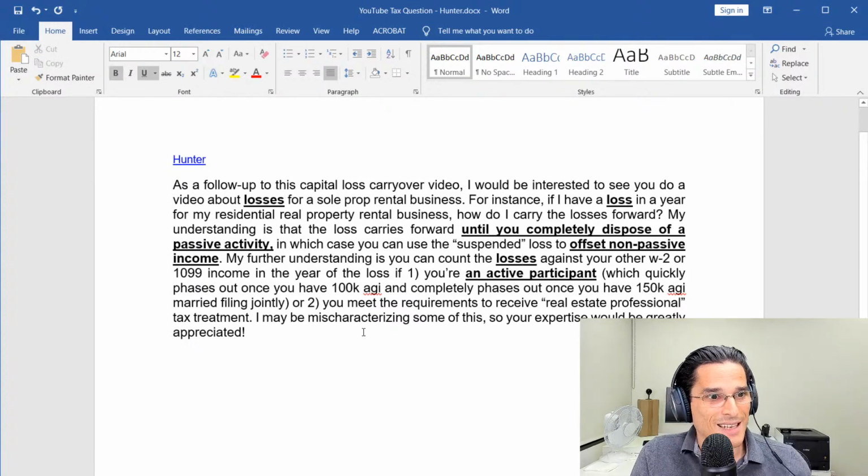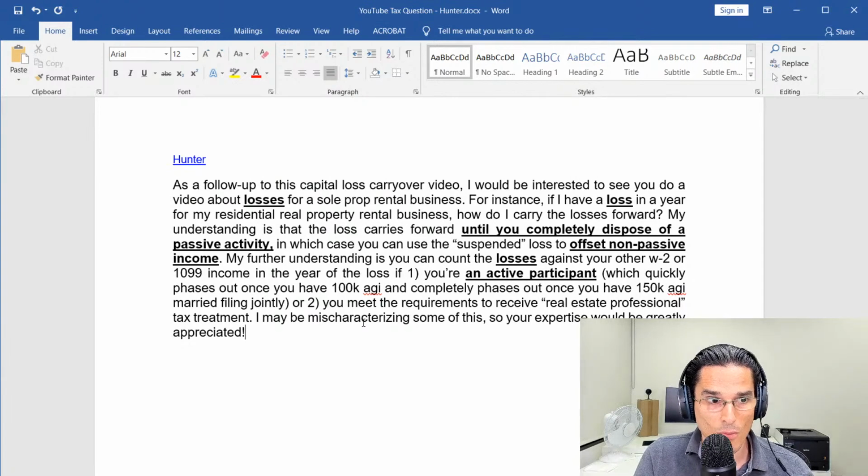My further understanding is that you can count the losses against your other W-2 or 1099 income in the year of the loss if, one, you're an active participant, which quickly phases out from 100 to 150,000 AGI, or you meet the requirements to receive real estate professional tax treatment. So you are correct in that you have that mom and pop allowance if you're an active participant of up to $25,000 in losses that you can offset against non-passive income. And if you meet the requirements to be a real estate professional, then you can simply offset your non-passive income with those losses because they're not passive at that point, all right?